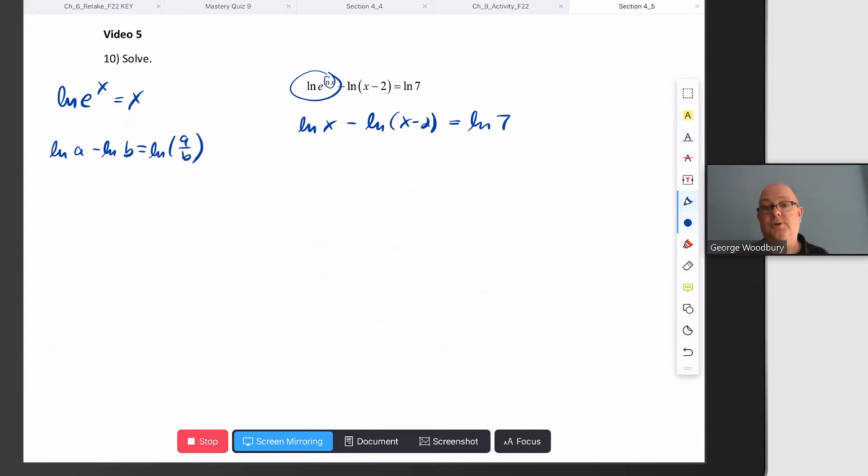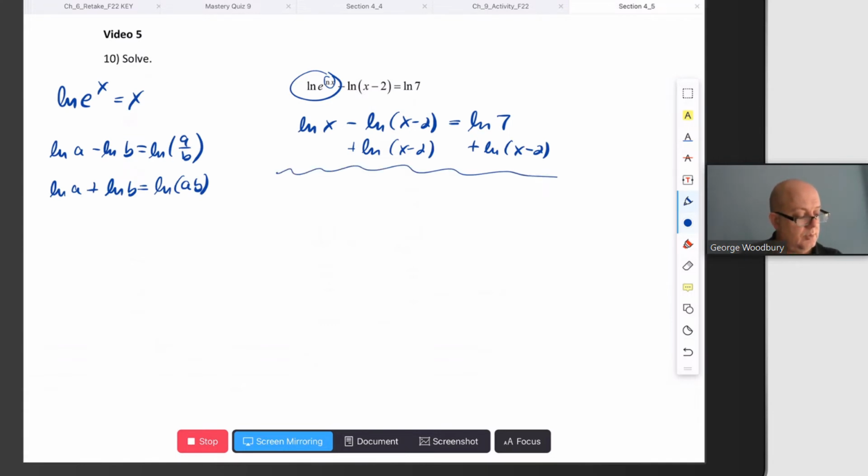So what I could do is add this natural logarithm to both sides. And what that's going to allow me to do is use this property, the natural logarithm of a plus the natural logarithm of b equals the natural logarithm of a times b. So I would rather use that one, but either way should work out. We get the natural log of x equals natural log of 7 plus the natural log of x minus 2.